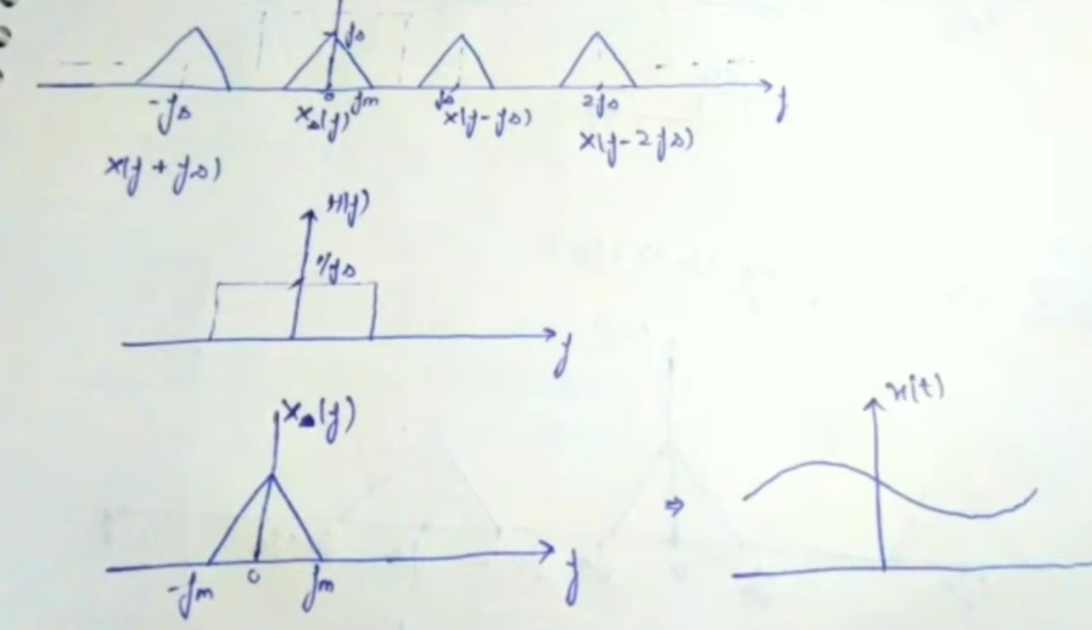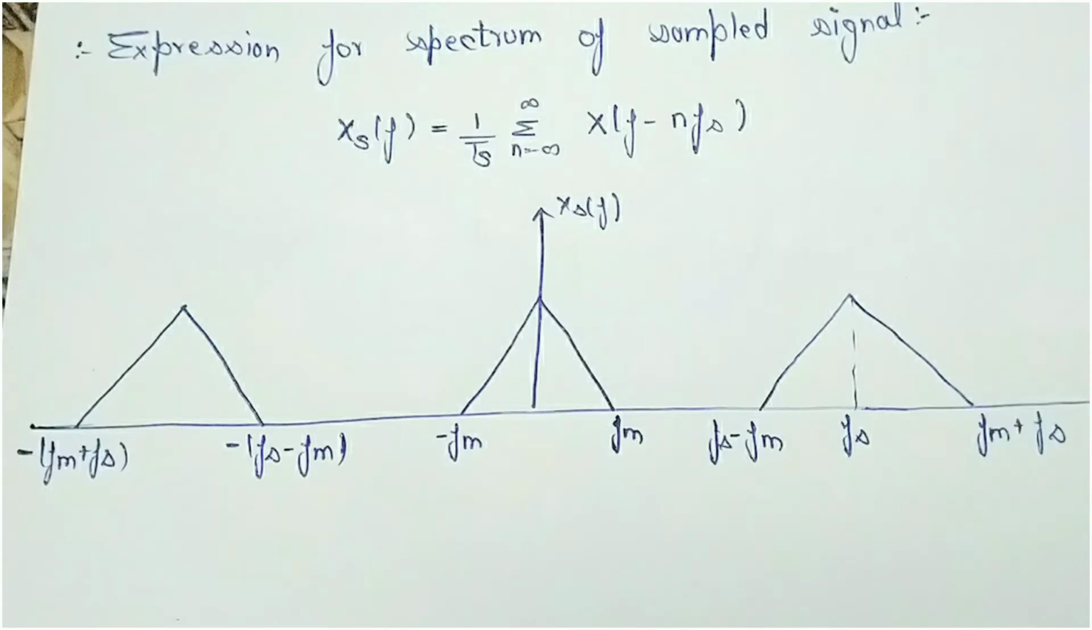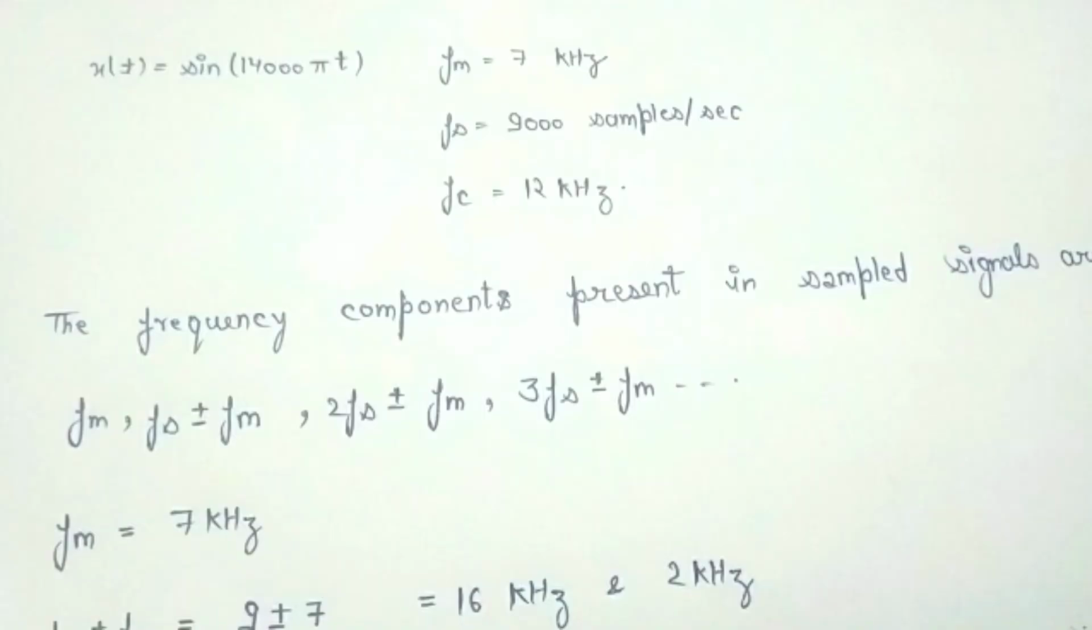If we concentrate on the frequency terms of the sampled signal, it is clear from the diagram that on the positive side we get the frequencies fm, then fs minus fm, then fs plus fm. When the signal repeats itself at the 2fs interval, we get the frequency terms 2fs minus fm and 2fs plus fm, and the process continues. Of these frequencies, those that are less than the reconstruction filter frequency are present in the output. The message signal is sin(14,000 πt).